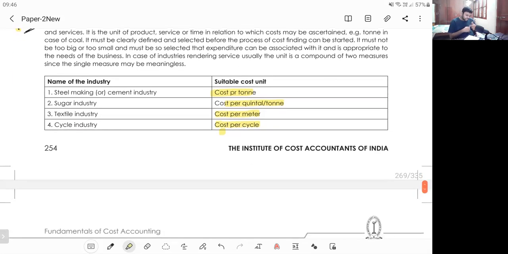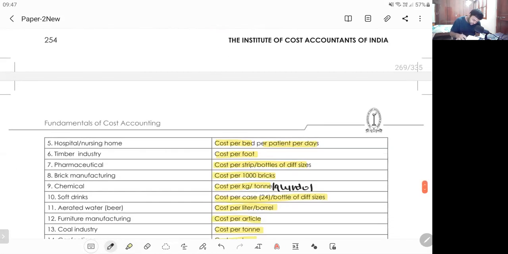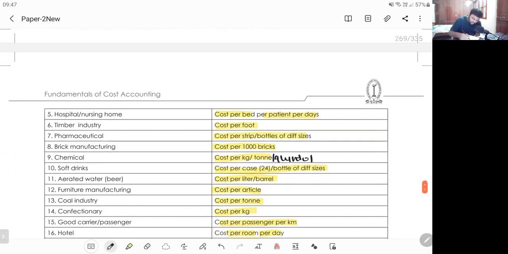Next, in case of steel, you will express it as per ton. In case of sugar, you will express it as per quintal. In case of the textile industry, that is the clothing industry, you will express it as per meter. In case of cycle, you will ask what is the cost per cycle. In case of hospital, per bed or per patient per day.